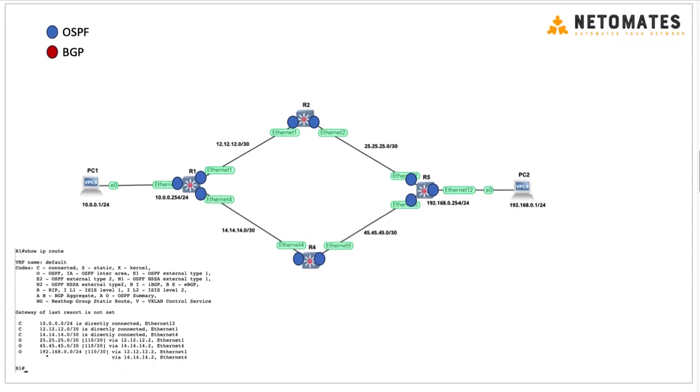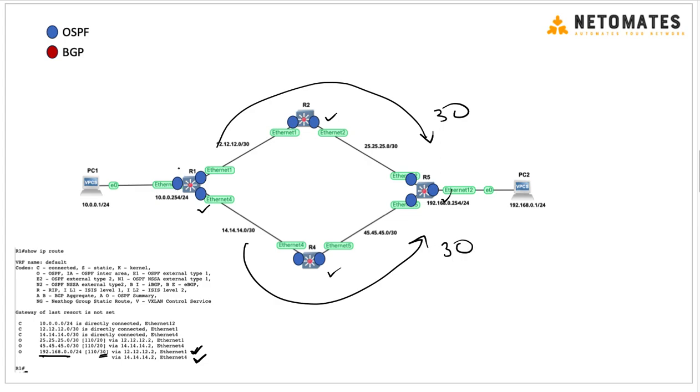When we look at the routing table for the 192.168 network, it is selecting two paths because the cost of reaching from R1 to R5 through R2 and from R1 to R5 through R4 is the same. When the cost is matching, the metric is also matching. In this case the cost is 30. There are three interfaces involved in each path, and the cost of all the interfaces is 10. So this path cost is 30 and this path cost is 30. So R1 uses both paths.